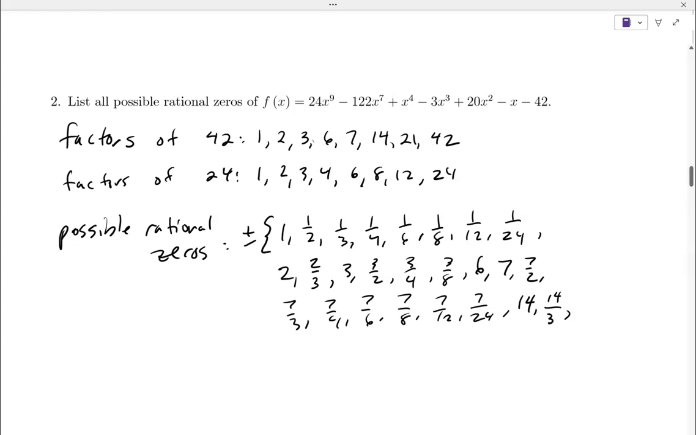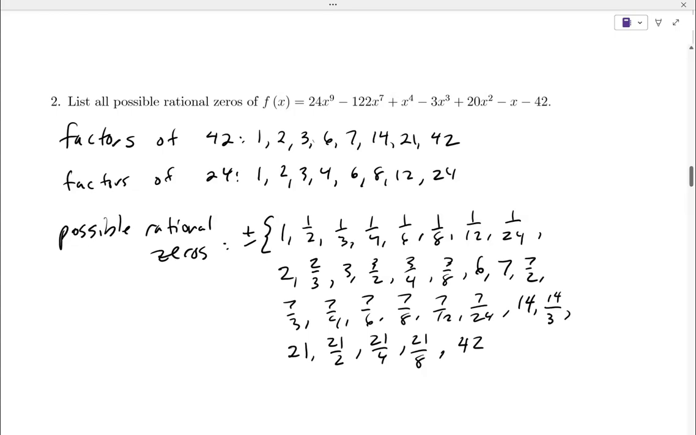I mean, this is long, but so then 21 over 2, 21 over 3 is 7. That's just listed. 21 over 4. 21 over 6 is 7/3, which is listed. 21 over 8. 21 over 12 is 7. What did I say? Did I say the wrong one there earlier? 21 over 6 is 7 halves. Then we had 7/3. And then 21 over 24 is 7/8, which is already listed. Then 42.